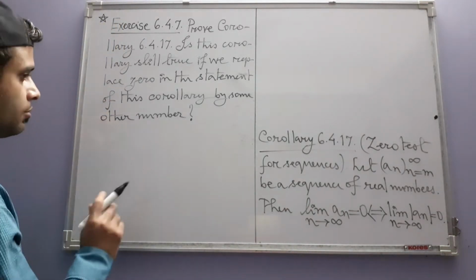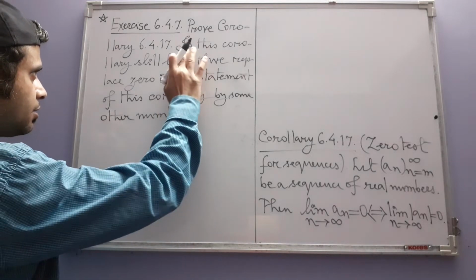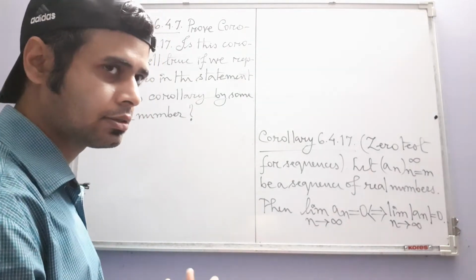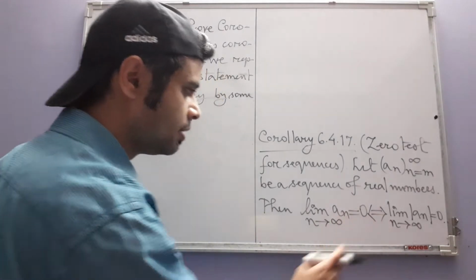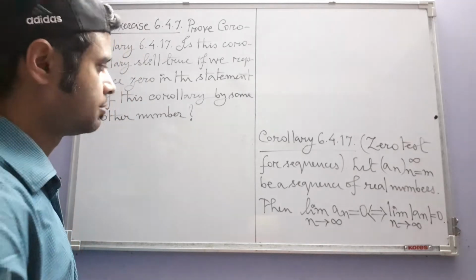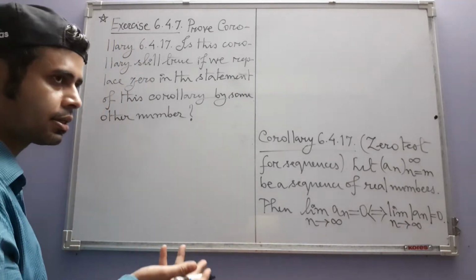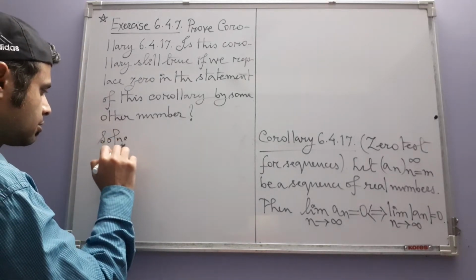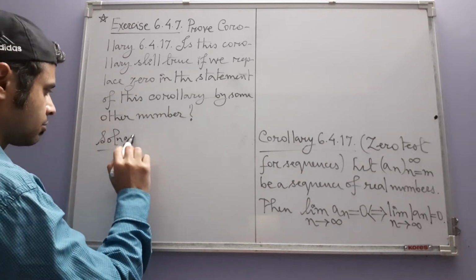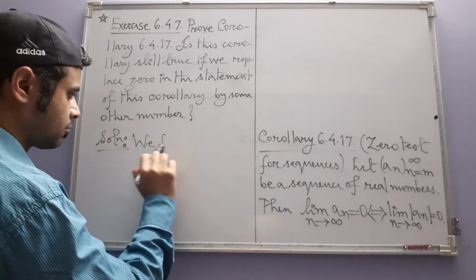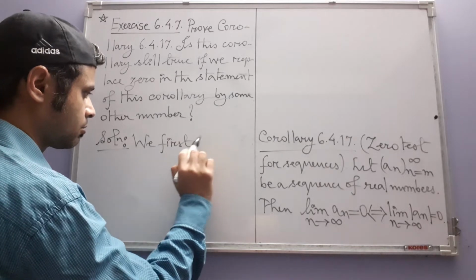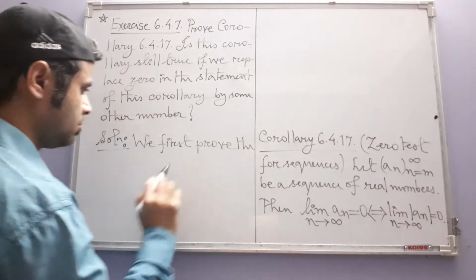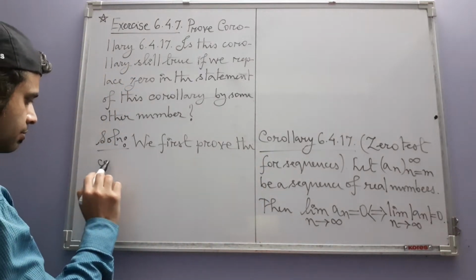Okay, so that is the first part, and in the second part we are asked to say something about the state of the corollary if this 0 is replaced by some other number. We will see that in that case the corollary is not necessarily true. So let's start the solution. We first prove the corollary.